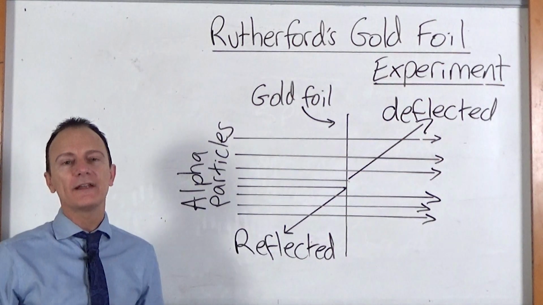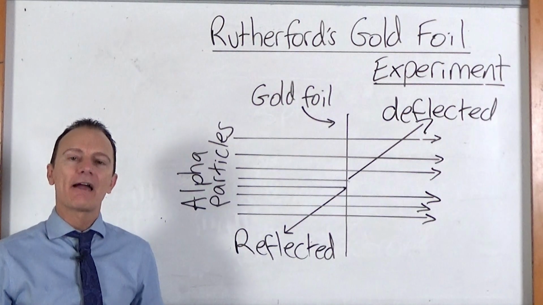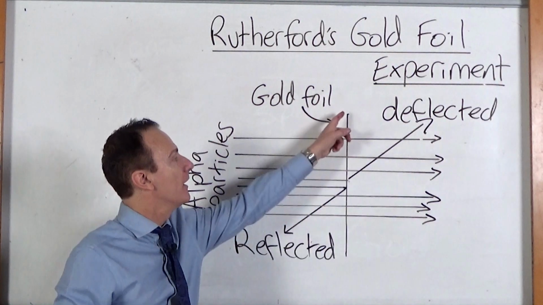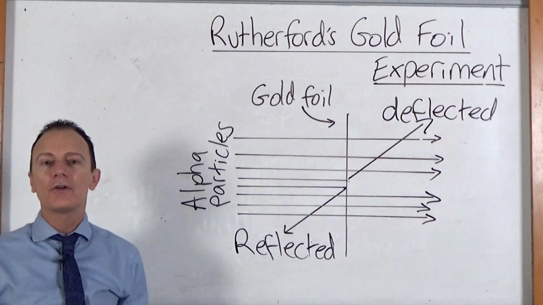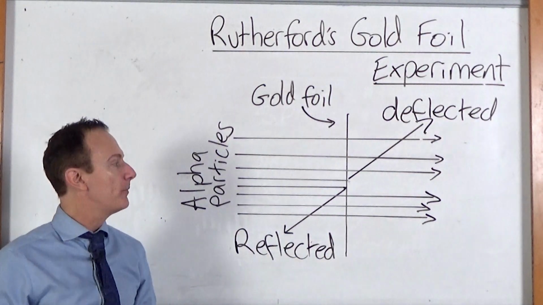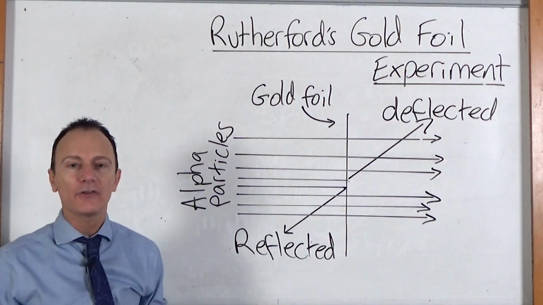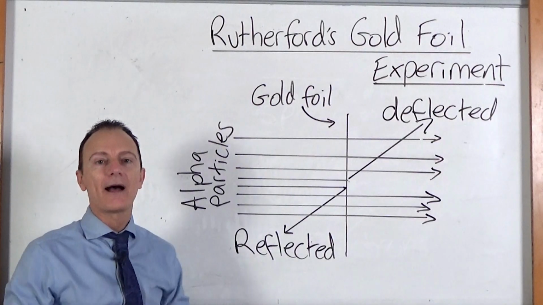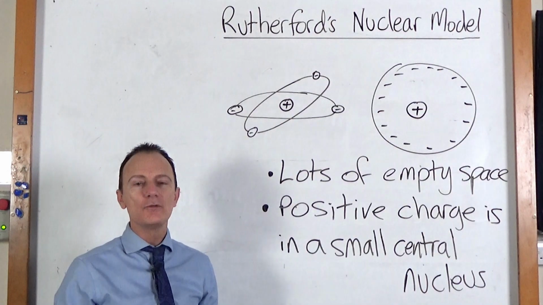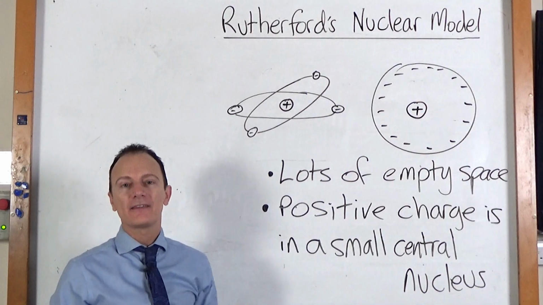The experiment that totally changed our ideas about atoms was Ernest Rutherford's gold foil experiment, carried out right here in Manchester. And he fired beams of alpha particles at some thin gold foil, and most of those alpha particles passed straight through the gold foil. But occasionally, a very small percentage of those alpha particles either deflected off course and went in another direction, or they reflected and bounced back from the direction they came from. These results led Rutherford to come up with his nuclear model of the atom.